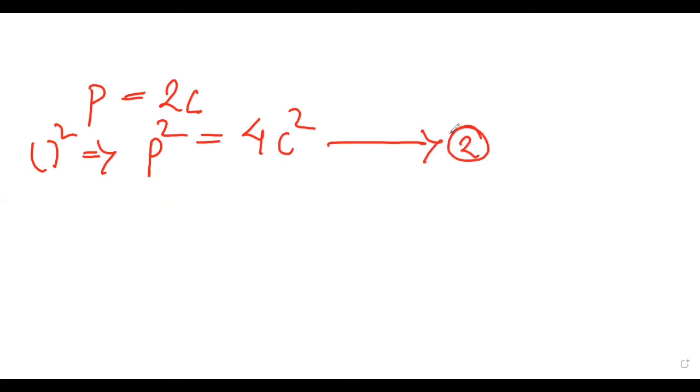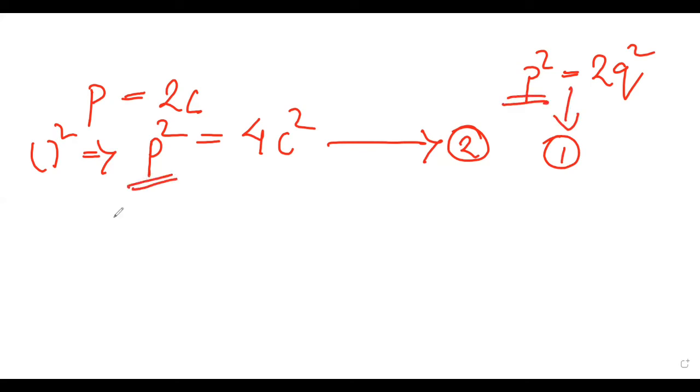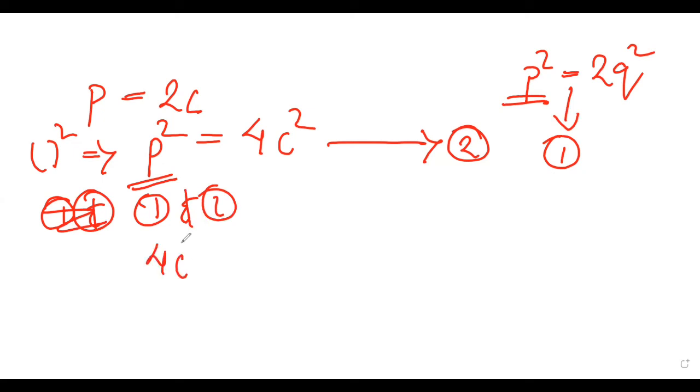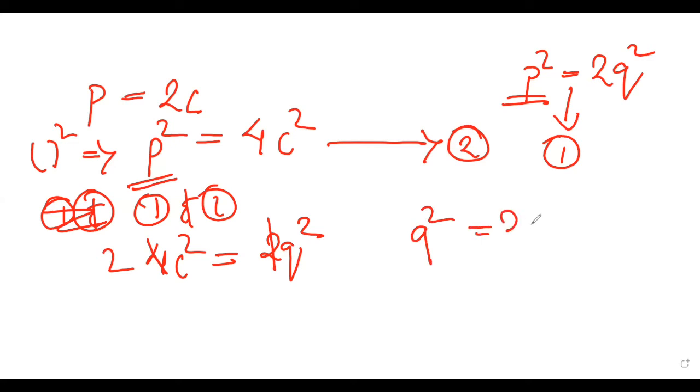Do you remember equation 1, which we said that p square is equal to 2q square? Yes, we remember that. So we are going to bring both equations together. This was equation number 1. This is equation number 2. Since we have a common thing on both sides, from 1 and 2, we get that 4c square is equal to 2q square. Now we can cancel this, and finally we get q square is equal to 2c square.